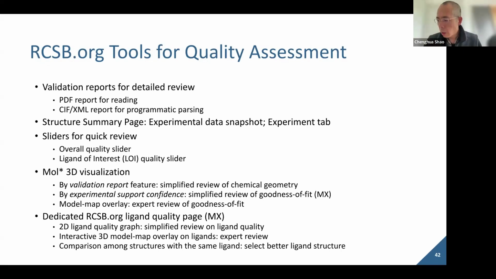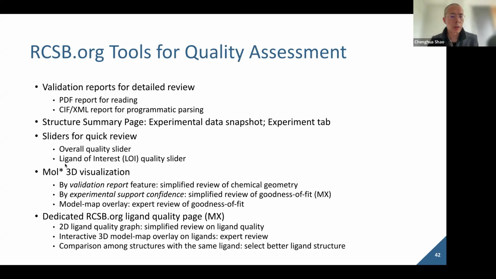To summarize the RCSB validation tools, first of all, from the structure summary page at rcsb.org, you can download the PDF report. If you want to do programmatic parsing, you can download CIF and XML reports from our FTP site. And on the structure summary page, there is this experimental data snapshot. If you are a structural biologist, there is the experimental-type reading of the details, which I didn't cover before. And for non-structural biologists, there are sliders for a quick overview. There's a slider for overall quality, and also a slider for the ligand of interest.